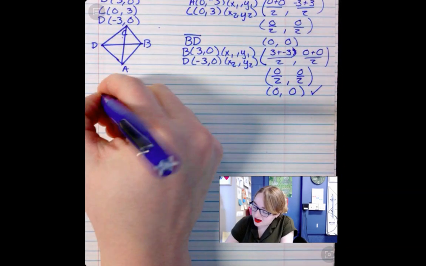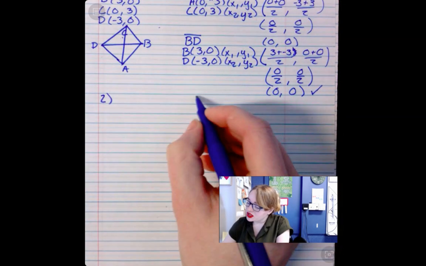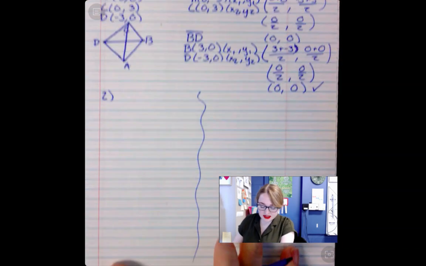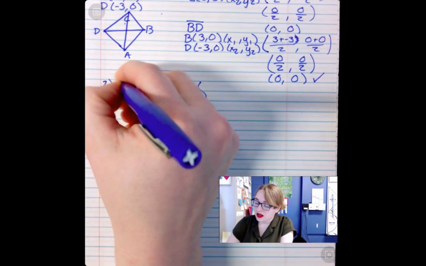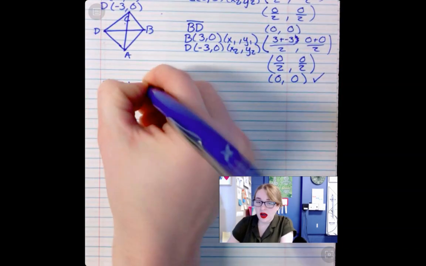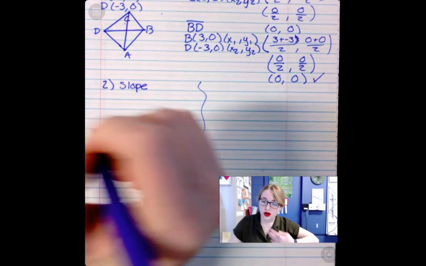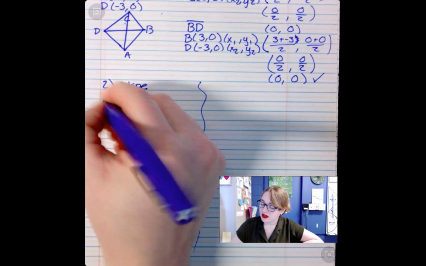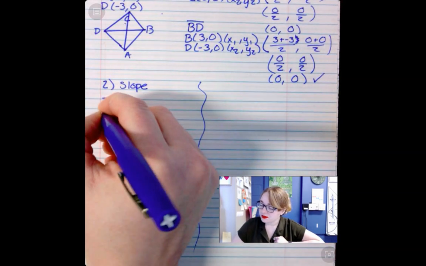Our second step, I'm going to break the rest of the page into 2 pieces here so we have enough room to do both of these. Our second step here is to go ahead and calculate the slope of the diagonals to prove that they are perpendicular, just like a rhombus. Okay, so we're going to calculate the slope of AC first.